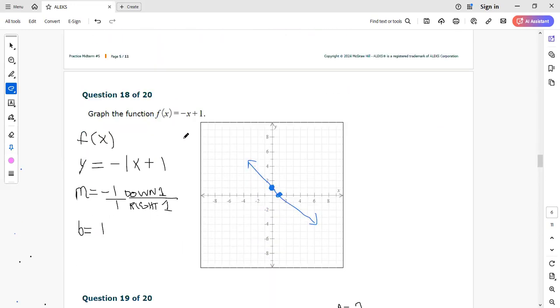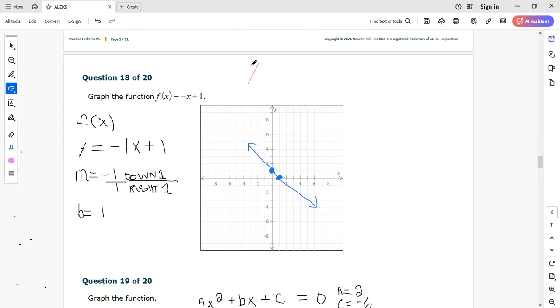For 18, we're graphing this function. This function is in function notation. Remember that f of x is the same thing as y, but it's also given to us in slope-intercept form. So when we're looking to graph a line that's in slope-intercept form, we just need to identify our slope and our y-intercept. Remember, the slope is the m value that's in front of x. So negative 1, okay? Although you don't see a number there, that implies negative 1. Our fraction form of negative 1 will be negative 1 over 1.